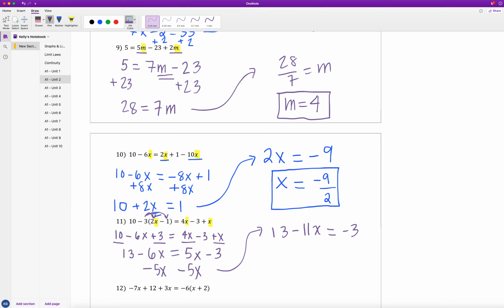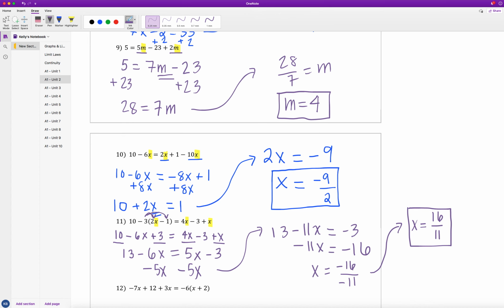To get that x by itself, I want to subtract that 13 over, so I have negative 11x equals, because I'm subtracting 13, I'll get negative 16 on the right hand side. Last step, divide through by that negative 11, so I get negative 16 over negative 11. Now 16 over 11 cannot reduce down, but a negative divided by a negative is going to be a positive. So my final answer then will be x equals 16 over 11.